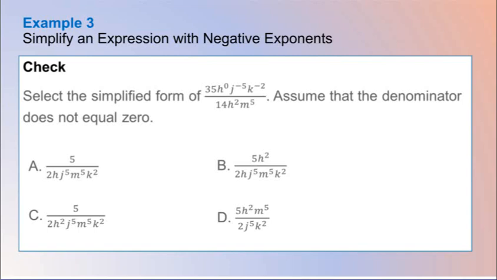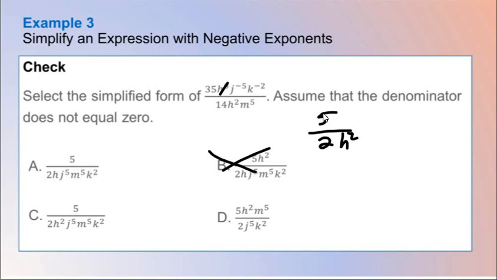A couple more examples from example 3. Select the simplified form of this one. So 35 divided by 14, I can divide the numerator and denominator by 7. If I divide the numerator and denominator by 7, that gives me 5 and 2. And then h to the 0 power is just 1. So we should still have an h squared on the bottom. That leaves us with b cannot be it because we have h on the top and bottom, so that's not simplified.